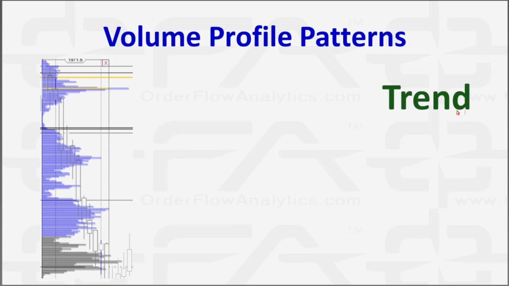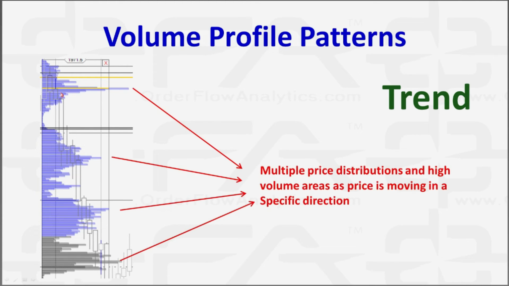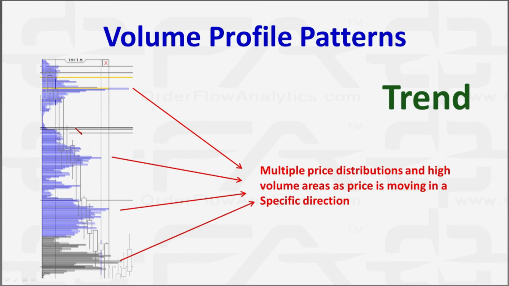Let's talk about a trend day. One of the characteristics of the volume profile in a trend day will be this. We will see multiple price distributions. So we see for example, a price distribution here. Maybe we see one here. Here's a low volume area. We see one here. Here's another low volume area. We see one here. So you see these distributions. See how the market builds these distributions out as it goes along?